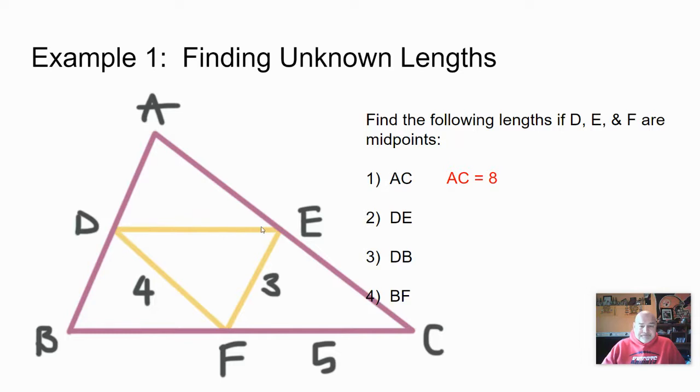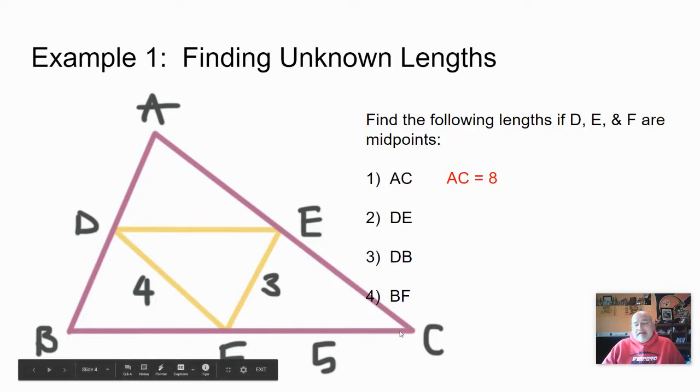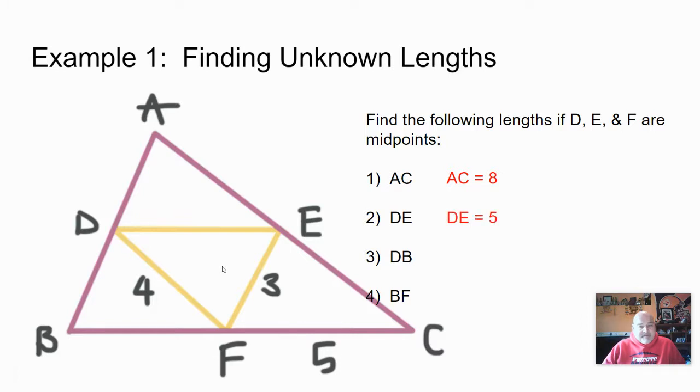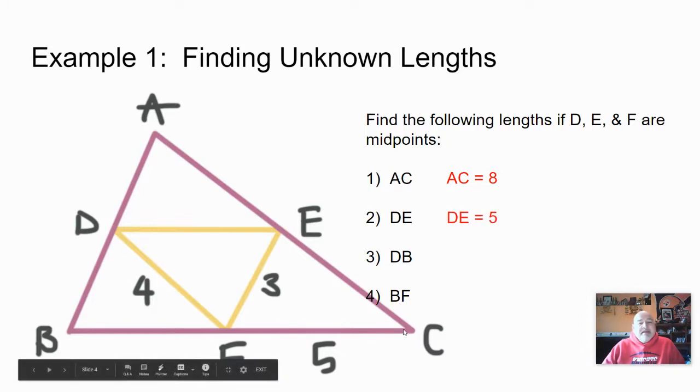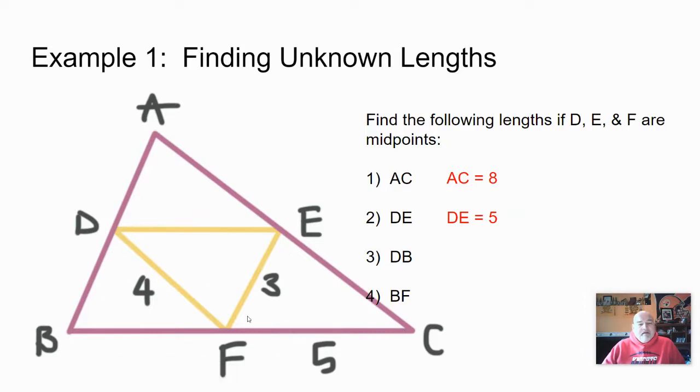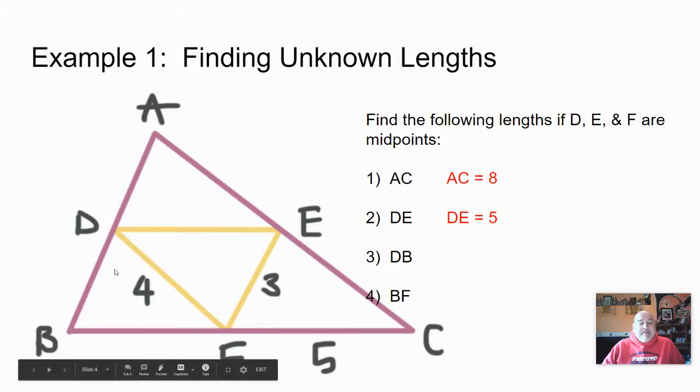For DE, it's half of what BC is, and if FC equals 5, BF equals 5, therefore DE would also be 5, because BC would be 10, and half of that would be 5. DB, well, it's associated with 3, so AB would be 6, and DB would be half of that, 3. And then finally, BF, well, it's the same as CF because F is the midpoint of this segment, so it's 5 as well.